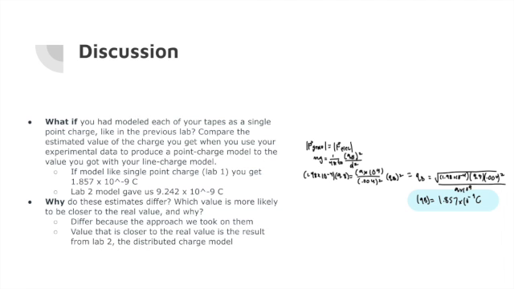And so why do these differ? These differ because of the approach we took to get them, and the value that is closer to the real value is Lab 2, which is the distributed charge model. This value is what we would consider closer to the result.